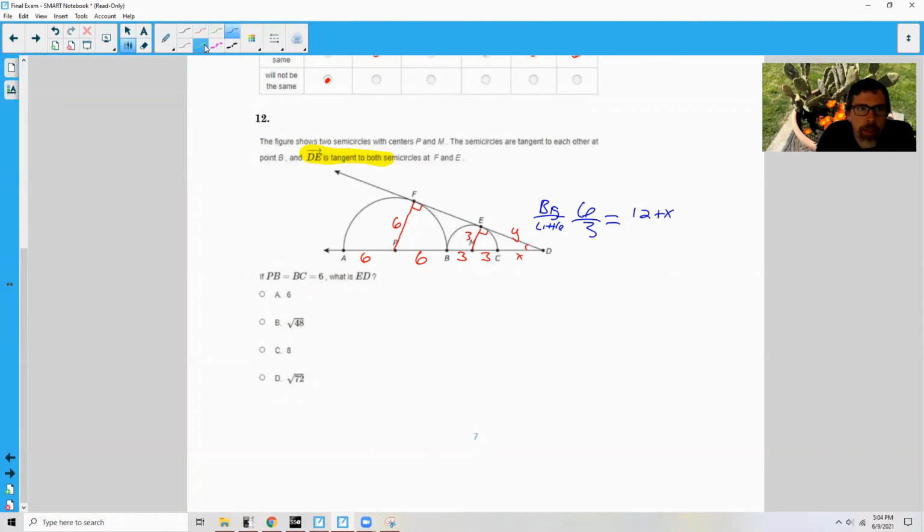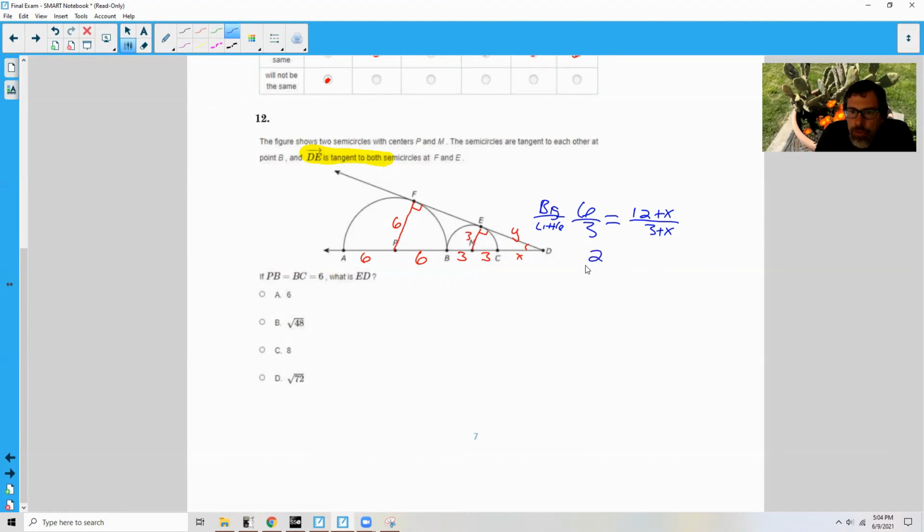All right, going to do the same for the little side. So this side here is 3 plus x. Hopefully you see that. 6 is to 3 as 12 plus x is to 3 plus x. Okay, so let me get rid of this now. There is our proportion.